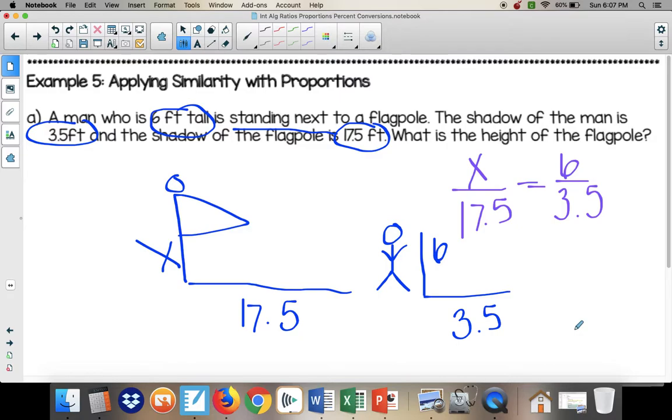All right, so I'm just going to do my cross products. I'm going to take 6 times 17.5 and divide that by 3.5. So multiply, divide, and it comes out that the flagpole height is 30, and we can label it feet.